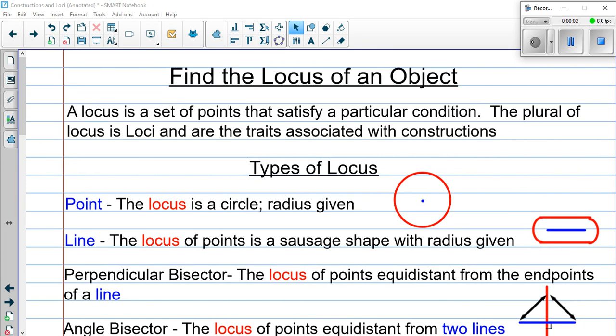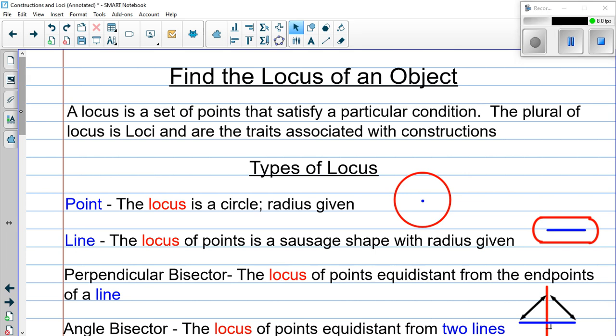So we're going to focus today on finding the locus of the object. A locus is a set of points that satisfy a particular condition. Okay, so we'll see locus pop up a lot in inequalities when we go to the graphing one, and we can say, okay, inside here is where it's going to satisfy. But we're going to talk about this in terms of our constructions. The plural of locus is loci, and are the traits associated with the constructions.